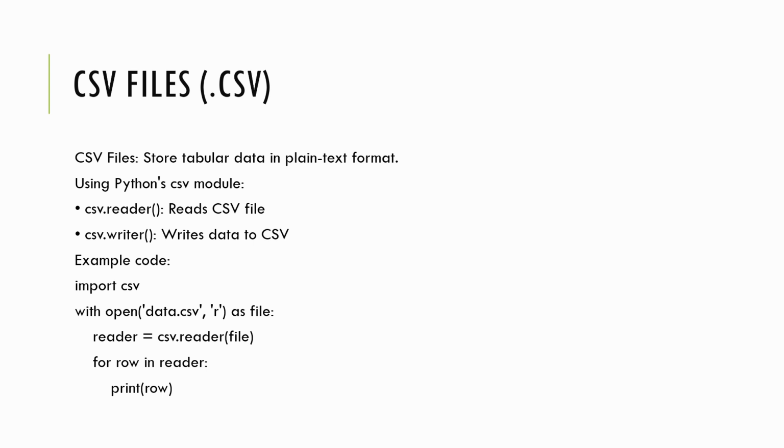CSV files store tabular data where each value is separated by a comma. To read and write CSV files in Python, we use the csv module. The csv.reader method allows us to read the contents, and csv.writer helps us write data to a CSV file. In this example, we are using the csv.reader method to print each row of data from the CSV file.